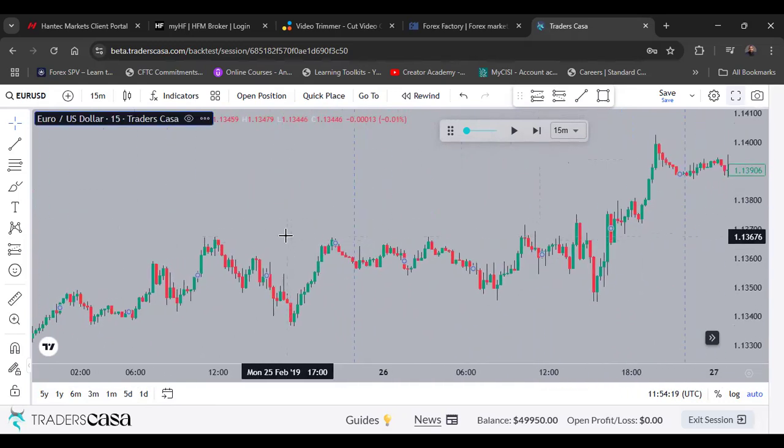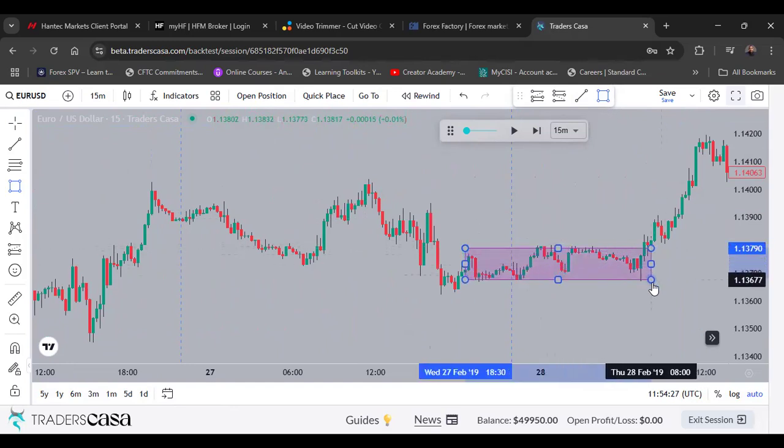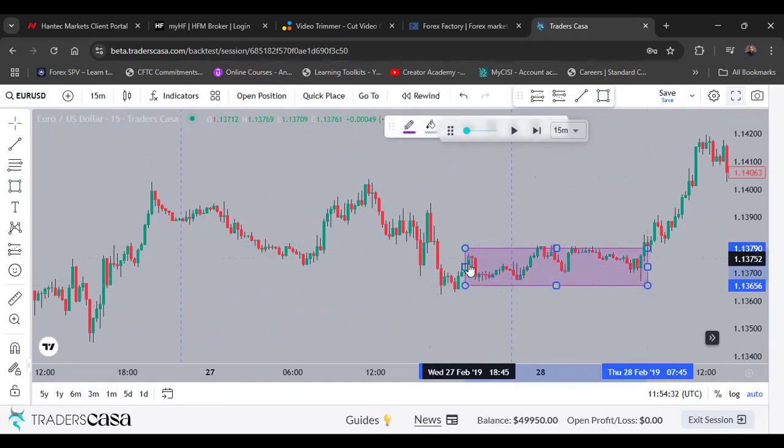So there is another scenario where the market will be moving sideways, like what it did here. The market is bound within a range of price. So it is bound within 1.13649, and 1.13790. So price movement is bound within this range.